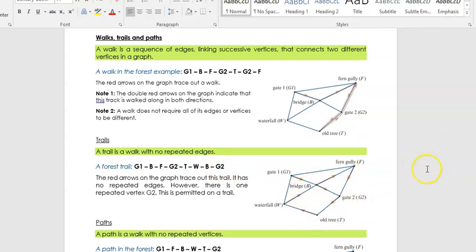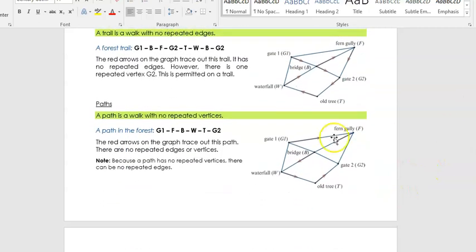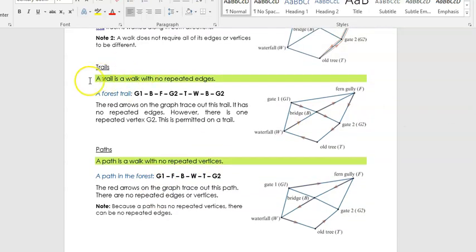It doesn't matter if it's repeated, as long as the edges are not repeated. A path is a walk with no repeated vertices. So this is the main difference between a trail and a path. No repeated edges for trails, but no repeated vertices or points of interest for a path.